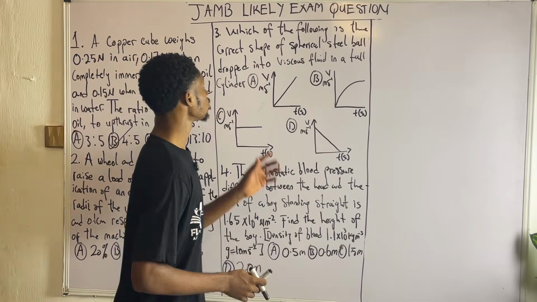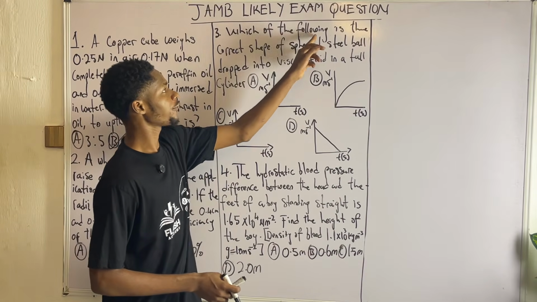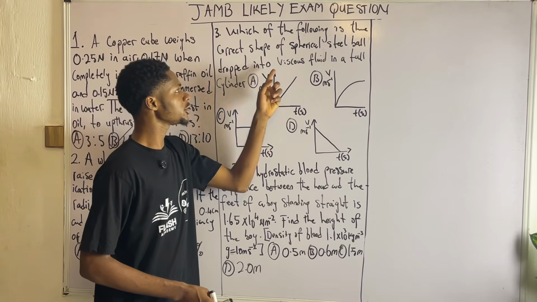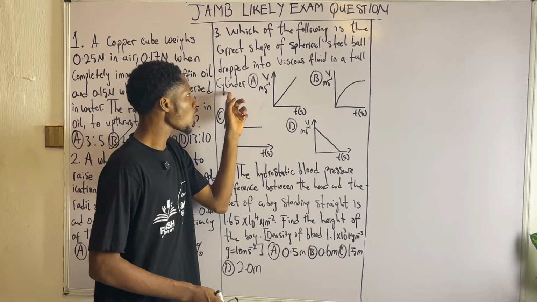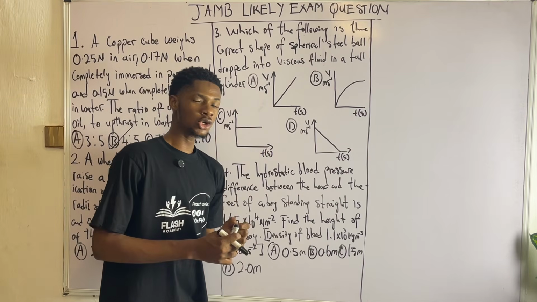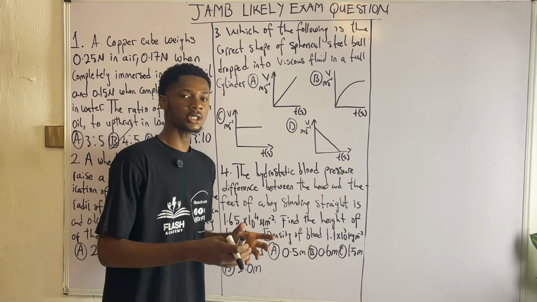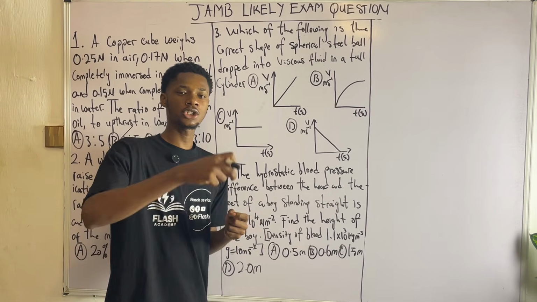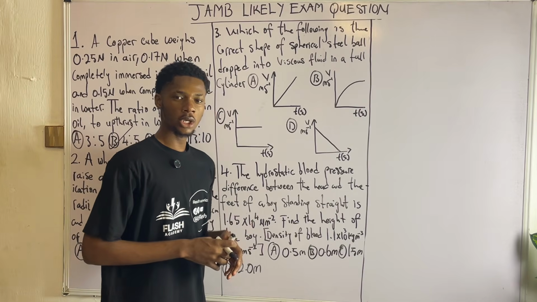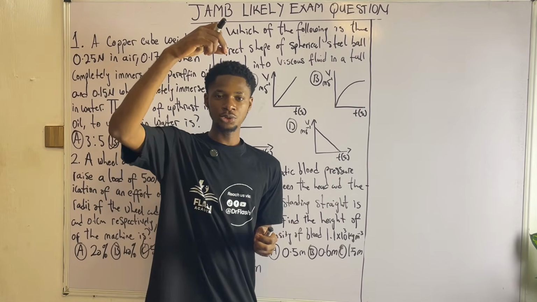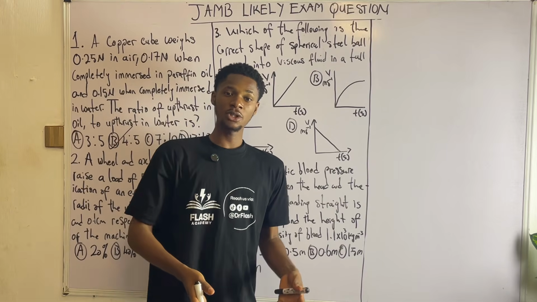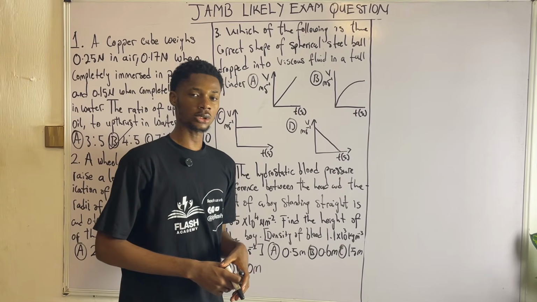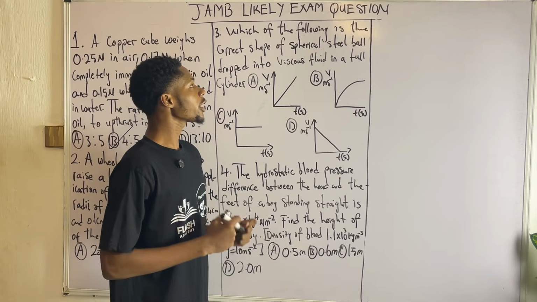Now, the next question on the board, question 3, it reads: which of the following is the correct shape of a spherical steel ball dropped into a viscous fluid in a tall cylinder? Okay, now they are asking us to pick which of the options is going to indicate the graph of velocity plotted against time when a steel ball is dropped into a viscous fluid. Okay, now we know that when we drop an object into a fluid, it will start moving downward. Which of the graph is going to indicate the graph of velocity plotted against time? Let's analyze.